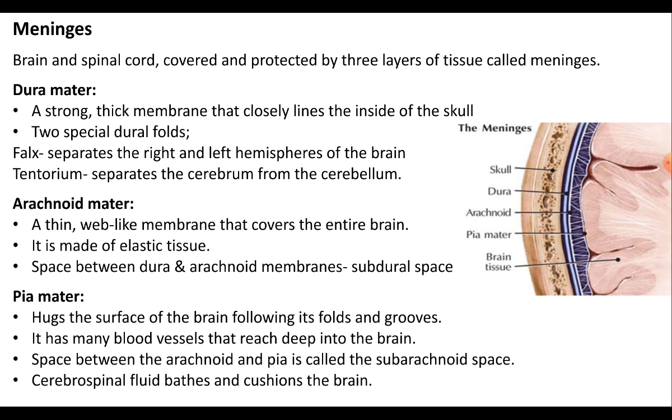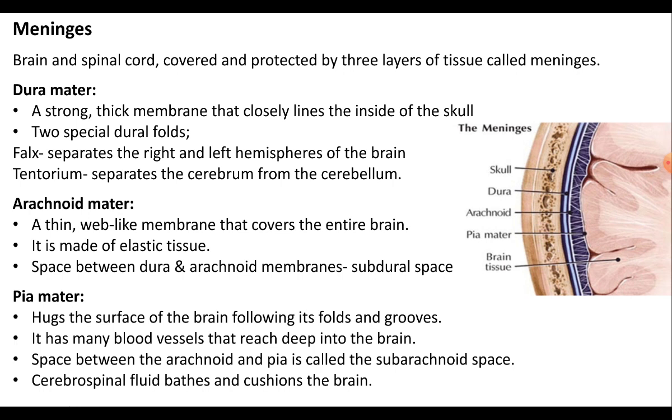Meninges. Meninges are the layers of the central nervous system. That means both brain and spinal cord are completely covered and protected by the 3 layers of tissues called the meninges. When you see the picture from outward to inward below the skull, it shows the presence of 3 layers. The outermost layer is called as the dura mater. It is a strong, thick membrane that closely lines the inner side of the skull.